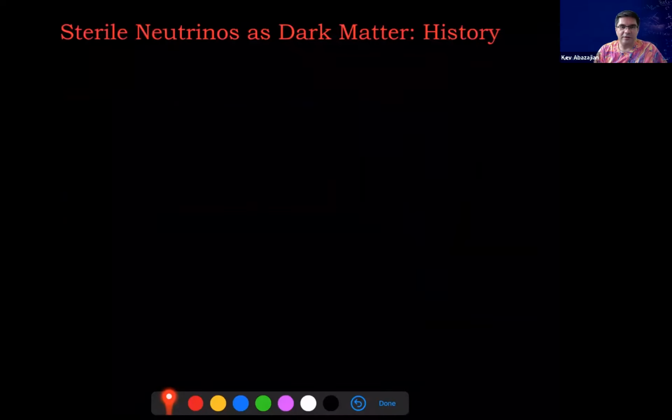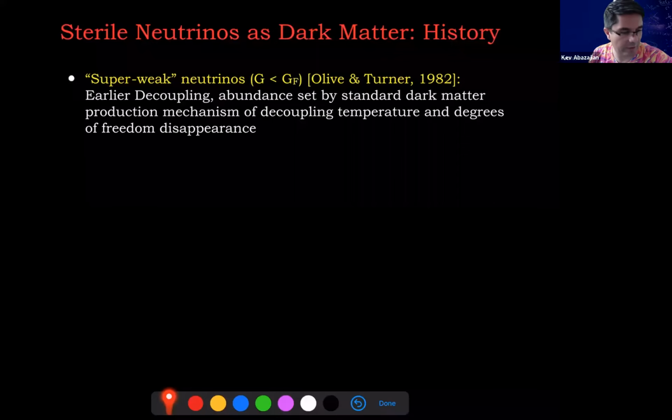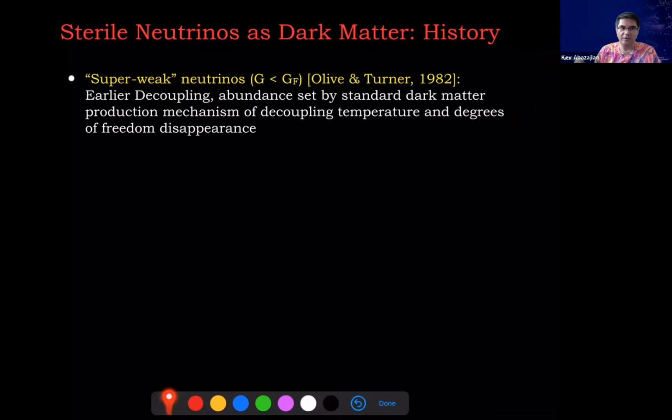So quickly, the history. Since this is pedagogical, I wanted to include it. Basically the idea of sterile neutrinos as dark matter dates to the 1980s, and they were called sterile neutrinos in some reviews by my colleague at UC Irvine, Virginia Trimble, from the mid 1980s. I never found what papers she was referring to. It was this work by Keith Olive and Michael Turner in 1982 that really weren't truly sterile neutrinos as we think of them now. They were really super weak neutrinos with some coupling weaker than weak, and they basically just have earlier decoupling, and that abundance is set by the standard dark matter production mechanism of freeze out.